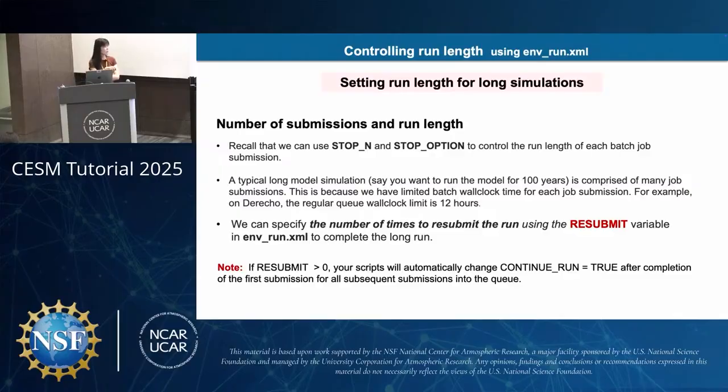And there's an interesting relationship between this resubmit variable and continue run. If this resubmit variable is set to a number bigger than 0, then the model recognizes that you want this to be a long simulation, and it will automatically change the continue run value to be true after the completion of your first initial run. Question?